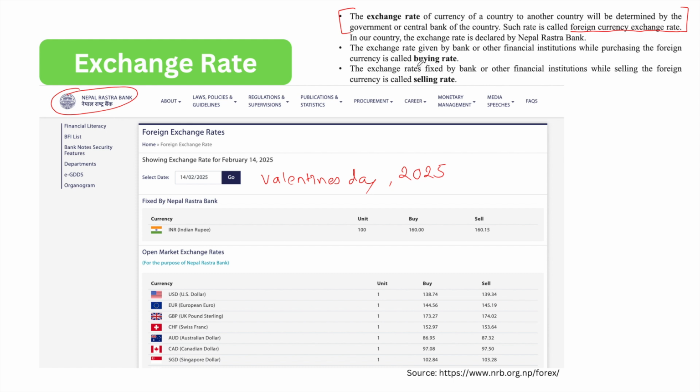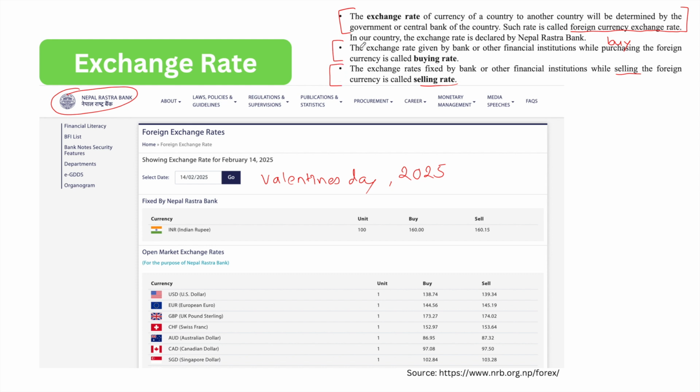Now moving on to buying rate, the exchange rate given by bank or other financial institutions while purchasing the foreign currency is called buying rate. Here we have purchase means buy, so this is the definition of buying rate. And for the definition of selling rate, the exchange rate fixed by bank or other financial institutions while selling the foreign currency is called selling rate. So this is the definition of selling rate.